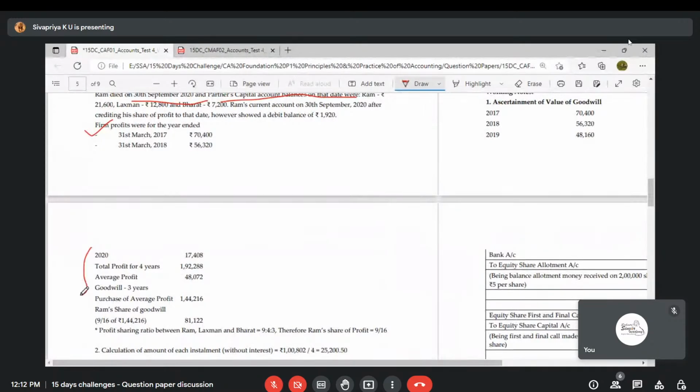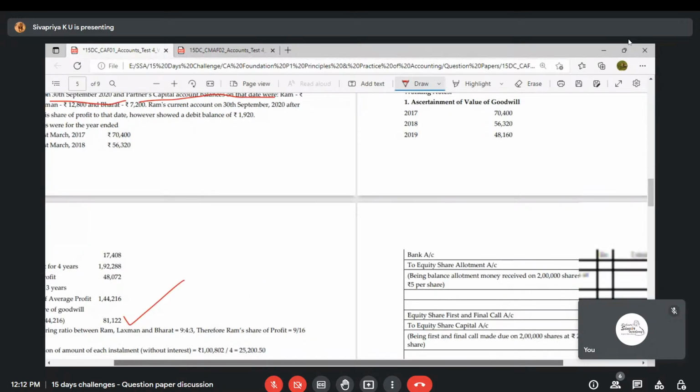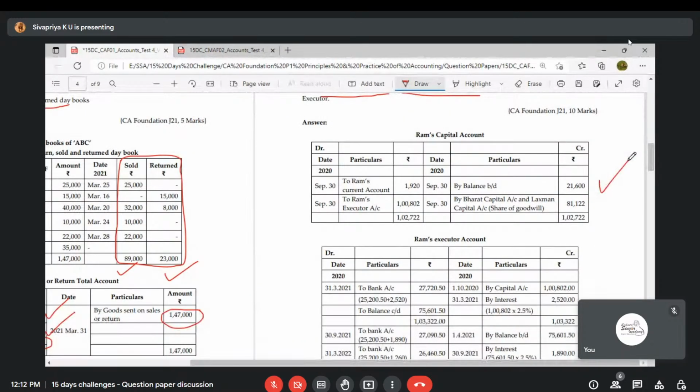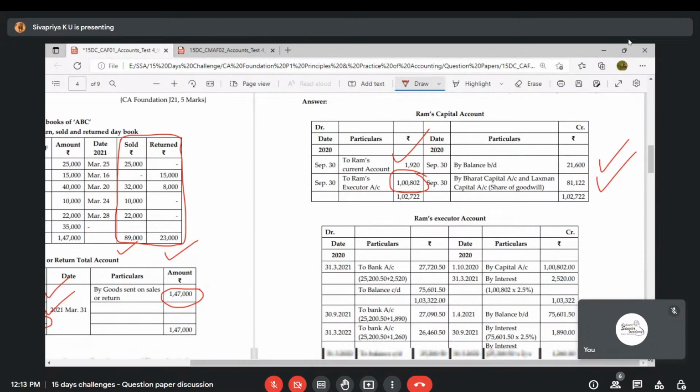we calculate using the total profits, normally. And we take Ram's share of goodwill, right? So now normally Ram's account has the opening balance, share of goodwill, current account, and the balance to Ram's executor account. Then, if you open Ram's executor account, you have the capital balance.